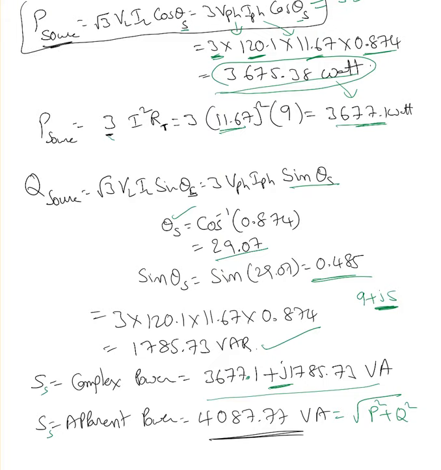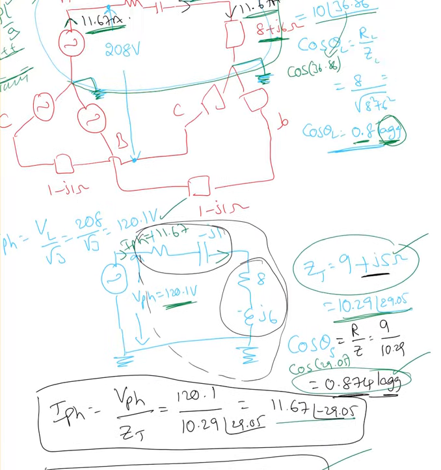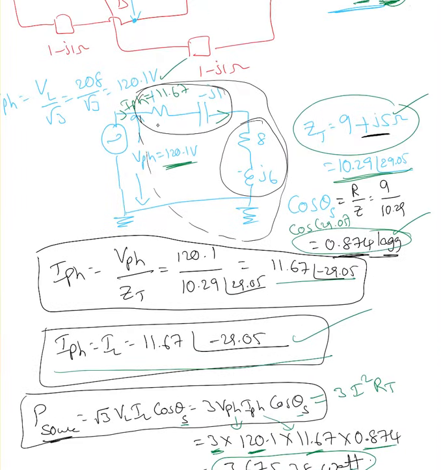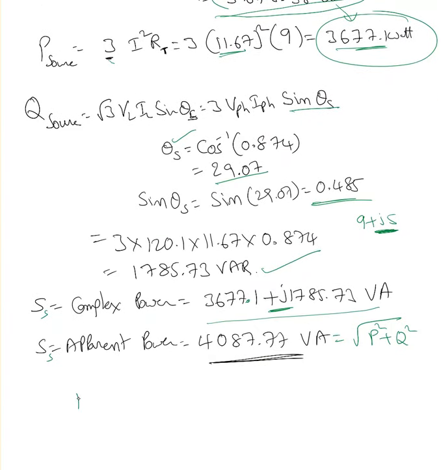Now he's also asking about the load, how much the load is consuming. Out of this 3677 watt, some power is going to be wasted in the line, and some power is going to be delivered to the load. So how much power is delivered to the load? I can find the active power losses in the line. Active power losses equal 3 times I line square.